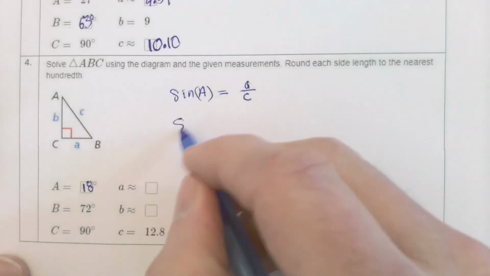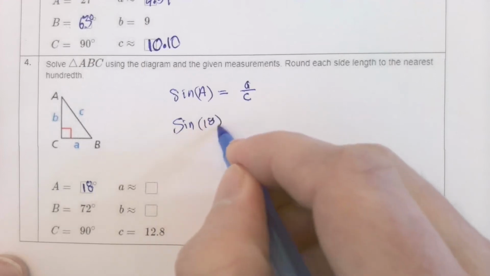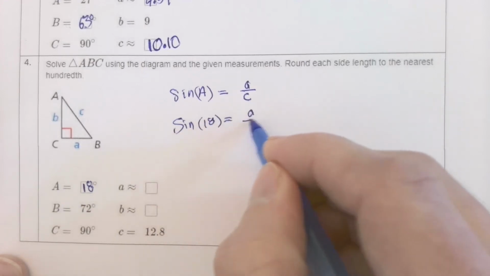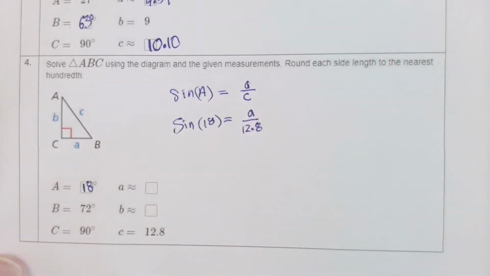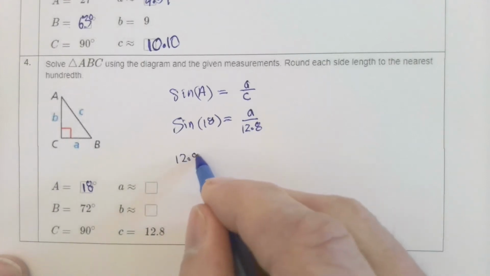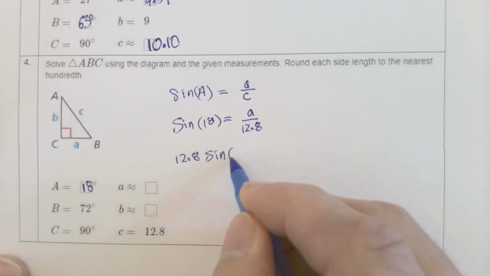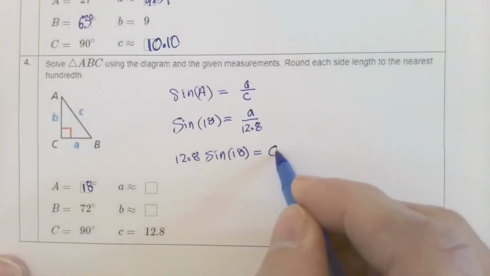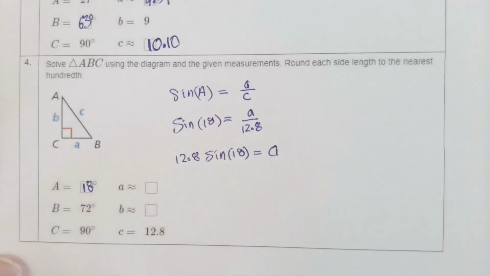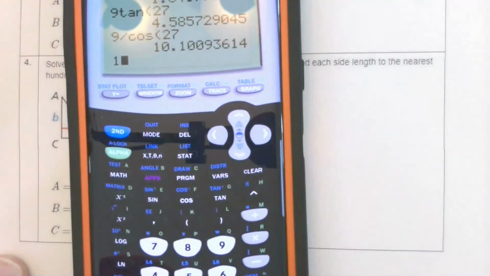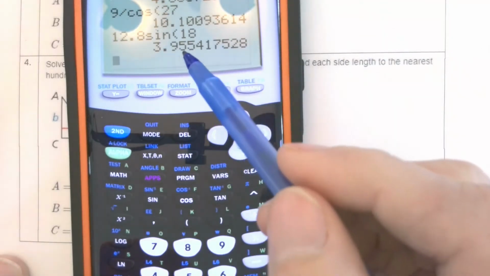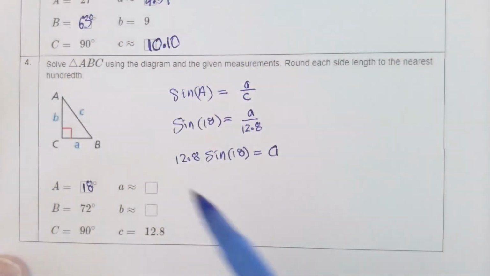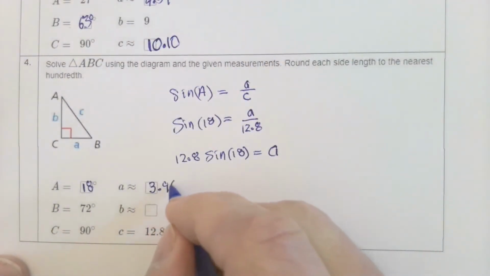So putting in some values here, the sine of A is sine of 18. And then little a over c is a over 12.8. Multiply both sides by 12.8, and you will know what a is. So 12.8 times the sine of 18 degrees is the value of dimension a. To the nearest hundredth, that's 3.96. So little a is 3.96 approximately.